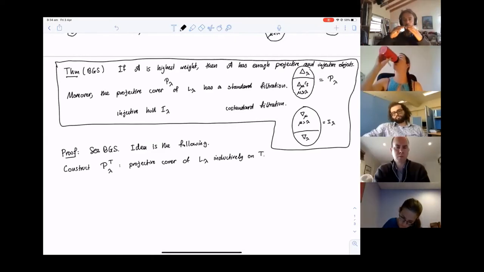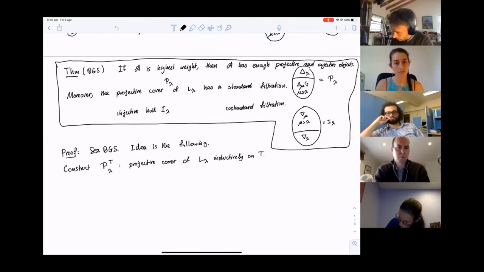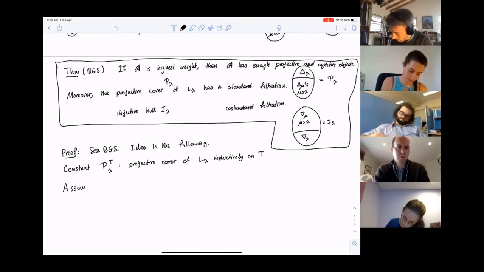And what we do is we slowly build our projective, starting off. So we have a starting point because in the set less than or equal to lambda, our projective is delta of lambda. And now what we want to do is slowly make this module bigger as we increase our poset. And so the inductive step is the following. So assume that P lambda T take away mu is already constructed.